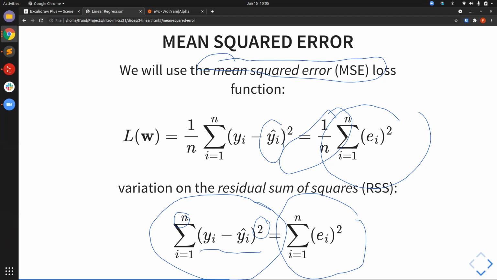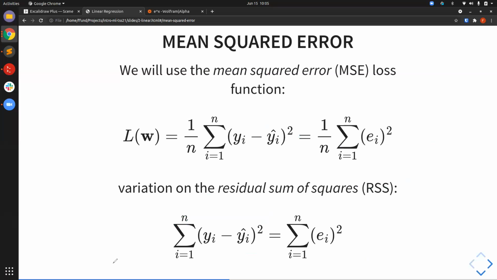And remember that y hat depends on the weight vector, so we're going to consider this loss function as a function of the weight vector. And we're going to try and minimize it by finding the values of the weight vector that minimize this function.